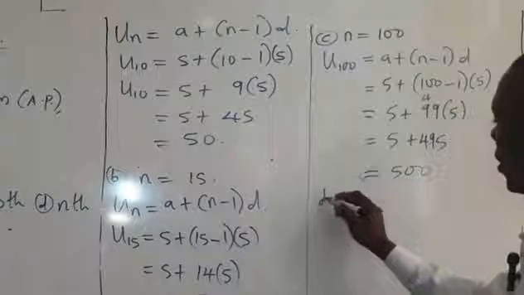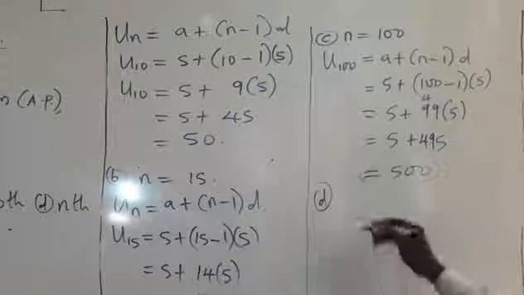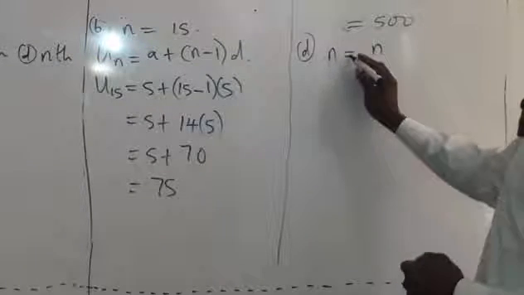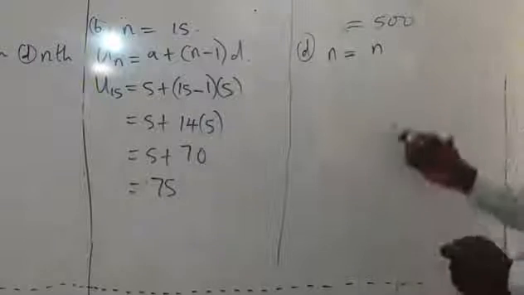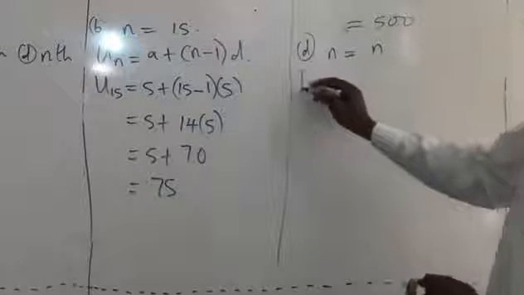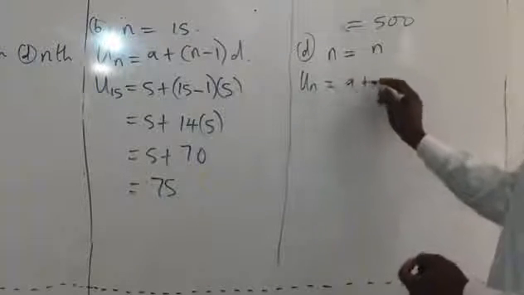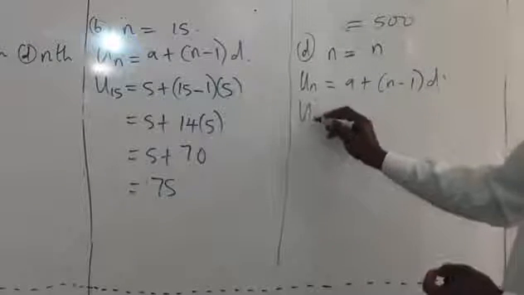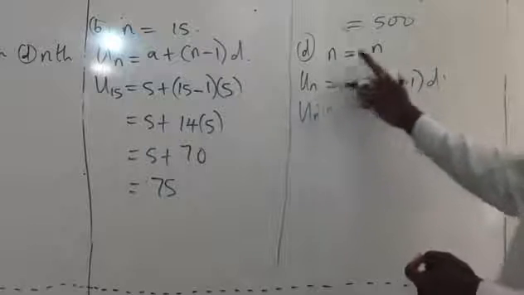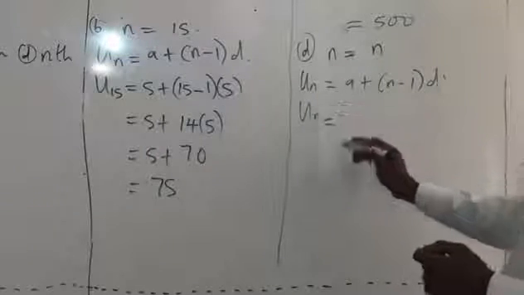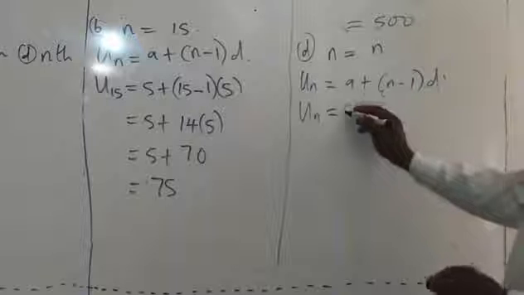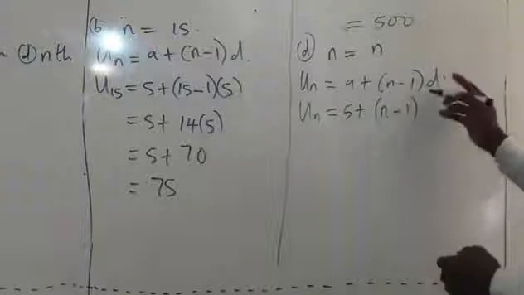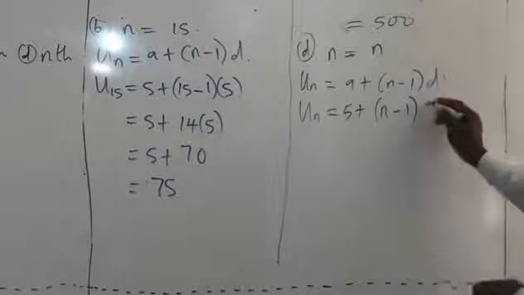So question D, which is the nth term. So it means n is equal to n. So that's the meaning, nth term. So to now get the nth term, it's going to be un equals a plus n minus 1 d. So un, we are using n because n is the term. So un equals, the first term is 5, so 5 plus n, n minus 1, multiplied by d. The common difference is 5.